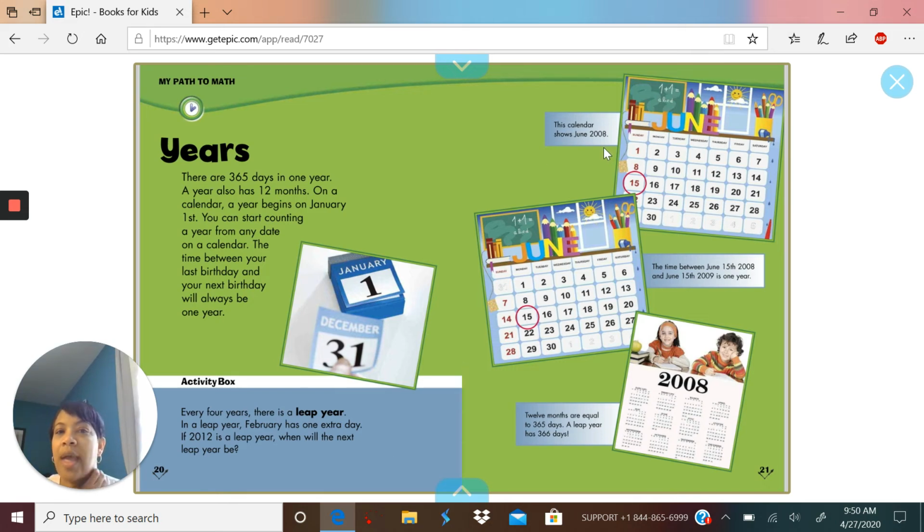And then here's some more captions. This calendar shows the year 2008 in June. This is the time between June 15th of 2008 and June 15th of 2009, which is 1 year later. And then you have 12 months are equal to 365 days, but if there's a leap year, it's 366 days.